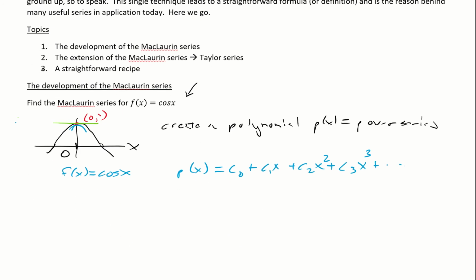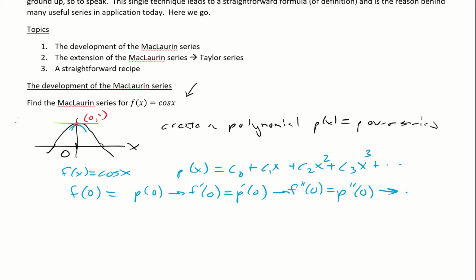Okay, but the thing is this. What we want is we want f of 0 to match p of 0. And we want f prime of 0 to match p prime of 0. And we want f double prime of 0 to match p double prime of 0. And we want etc. We want the world, don't we? So we want these to match. Okay, so we're going to build a MacLaurin series from scratch, and away we go.